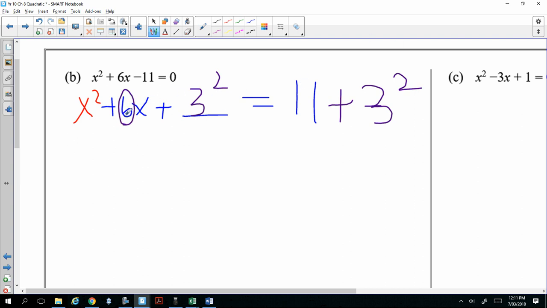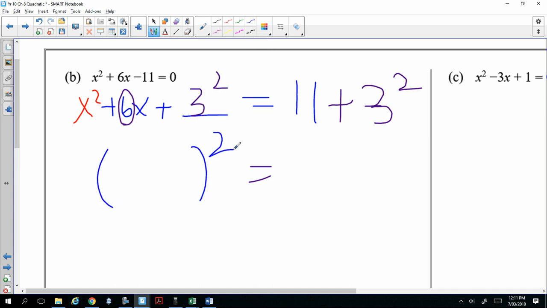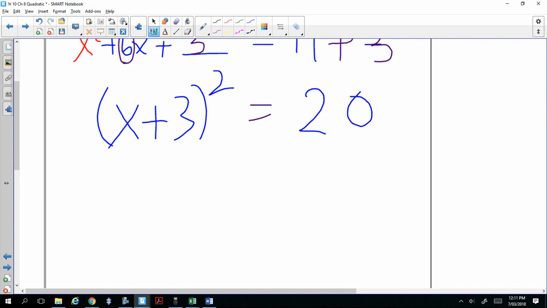Write it down. Now what do we have after this? We can write that as a perfect square. What goes inside that perfect square? x plus 3. Very good. Now what's 11 plus 3 squared? 20. Very good. Now we've completed the square. What do we do next? We square root. It's very easy, right? Plus and minus.